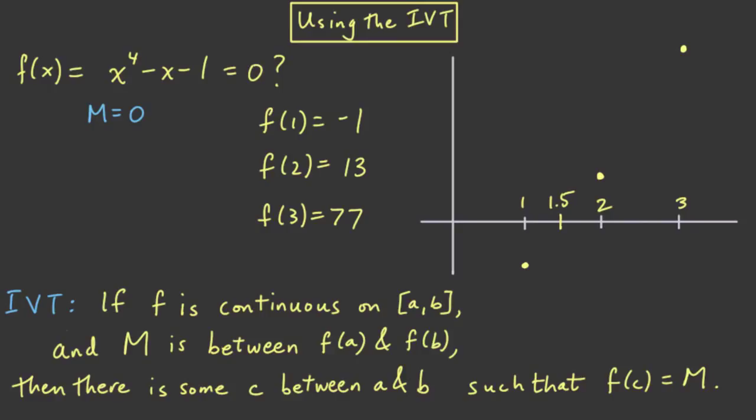But if all you care about is whether there is a root somewhere, then we already have our answer. The answer is yes, there's at least one root between x equals 1 and x equals 2. Whether there are roots elsewhere, like maybe between 2 and 3, we don't know. But there definitely is at least one between x equals 1 and x equals 2.